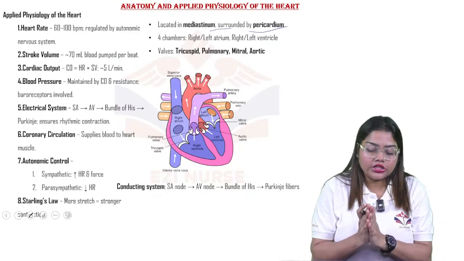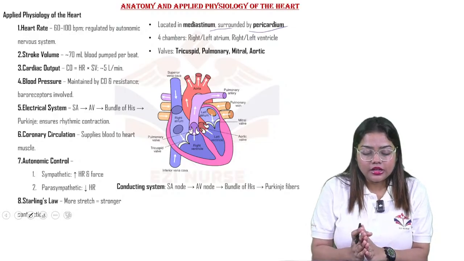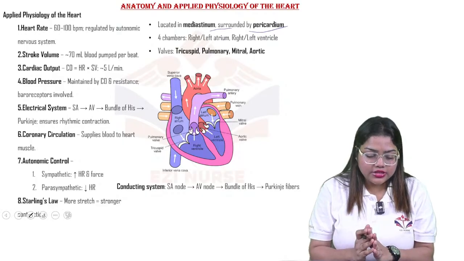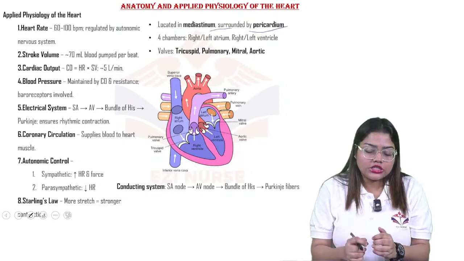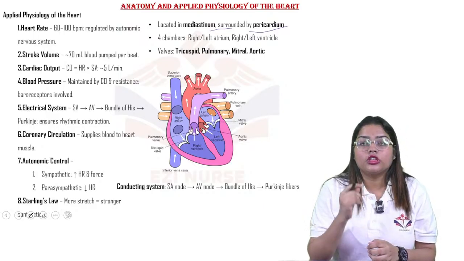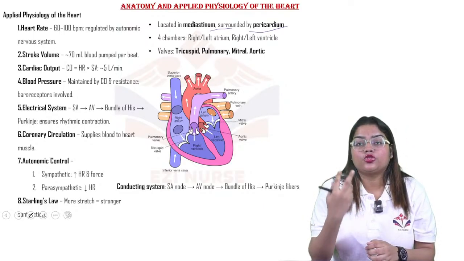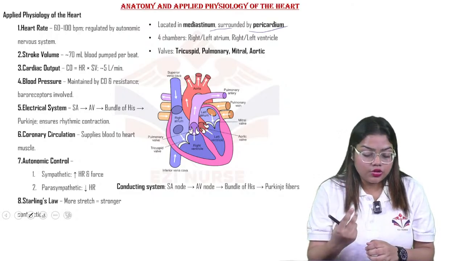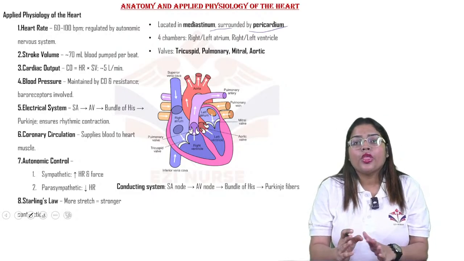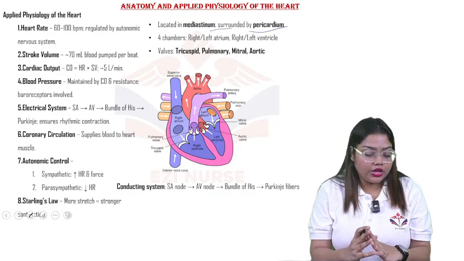Then blood pressure. What is blood pressure? It is maintained by the cardiac output and resistance, and baroreceptors are also involved in the blood pressure. The stroke volume depends on the blood circulation. Our normal blood pressure is 120 by 80 mm of Hg.